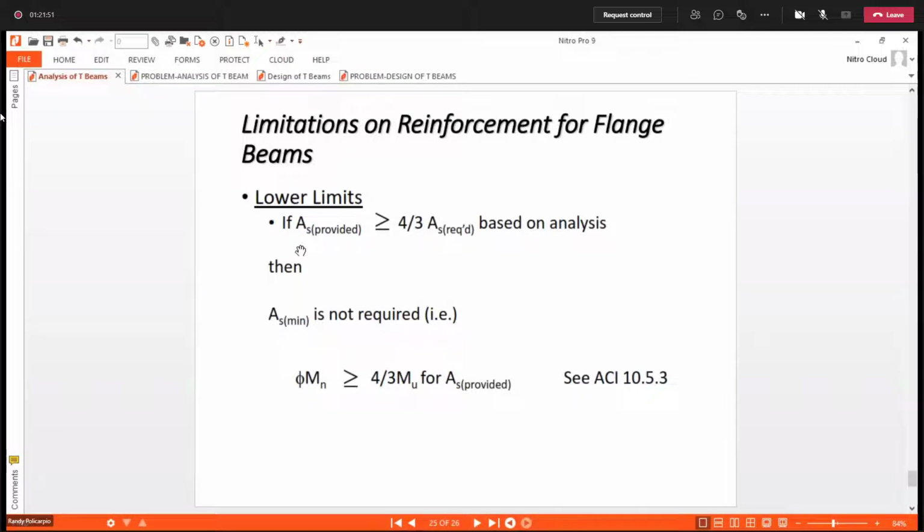Okay, so lower limit, these are actually criteria from the code, no? AS provided must be equal or greater than 4/3 of the AS required based on analysis, no? Kapag yung AS provided mo is equal or greater than the 4/3 AS required, AS minimum is not required. Okay. Also another requirement from the ACI, our Vmn must be equal or greater than 4/3 mu. No? Okay, so that's another requirement.